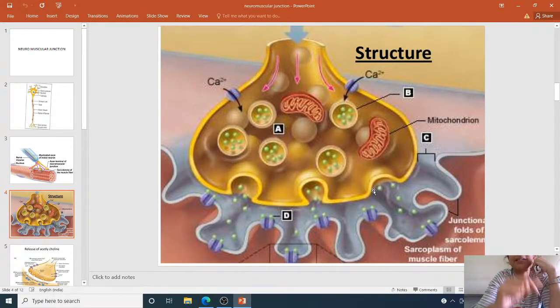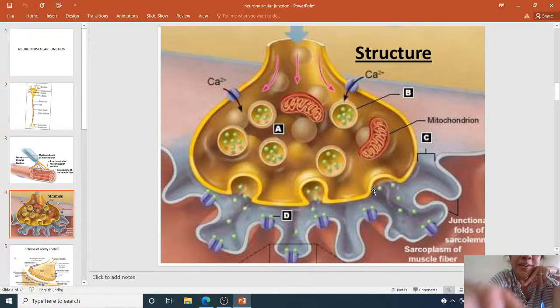This yellow one is the terminal button. When the impulse comes into the terminal button, the voltage gated calcium channels open up and there is an increase in the permeability to calcium. So a lot of calcium comes from the ECF into the terminal button. Now the terminal button has a lot of calcium in it. When the calcium content in the terminal button is increased, what will it do? The vesicles will move and exocytosis of this ACh will be done.